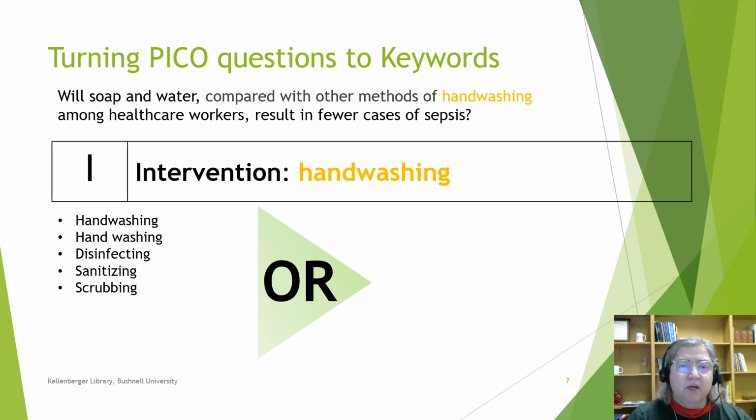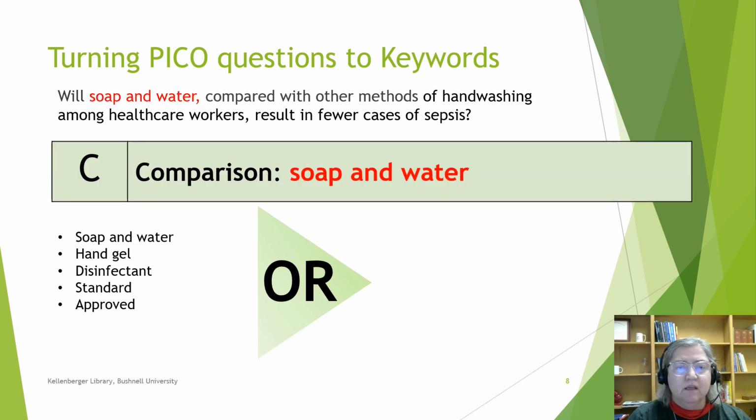Now let's expand the possible search terms for our intervention. Other terms that might work here are hand washing as 2 words, disinfecting, sanitizing, scrubbing, among other things. Any of these terms might be found in articles about cleaning practices of healthcare workers. For our comparison term, we are starting with soap and water, but compared to what? Disinfectant? Hand gel versus wipes?